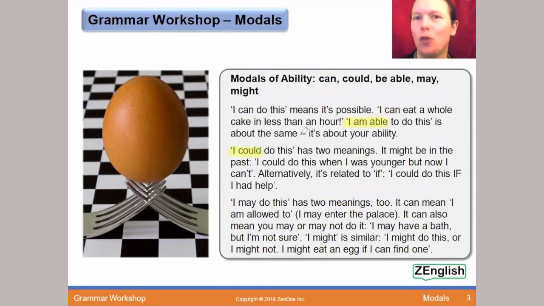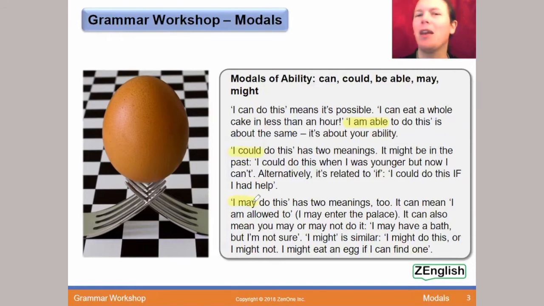Or could be related to if. I could do this if I had help. I could lift this piano if you helped me. Then we have I may do this. And that has two meanings as well. It can mean I am allowed to, so I may enter the palace. I may go and visit my friend because he's given me permission.